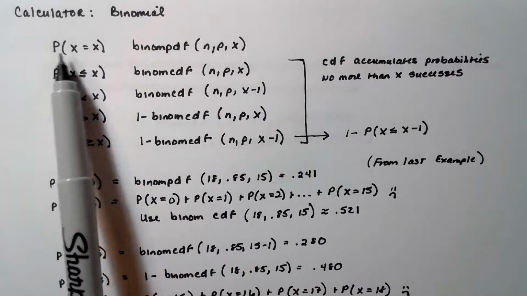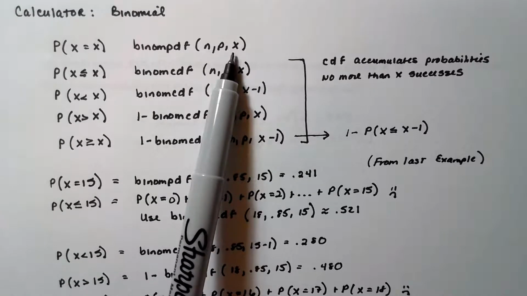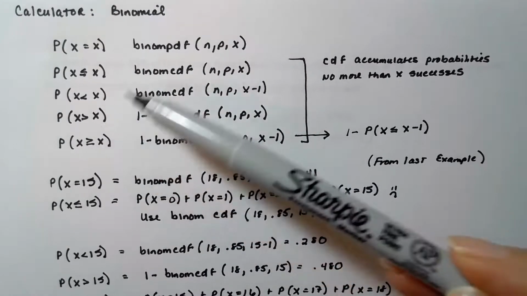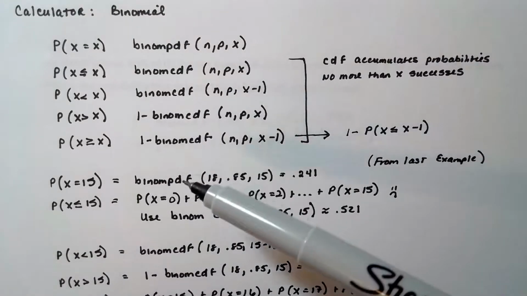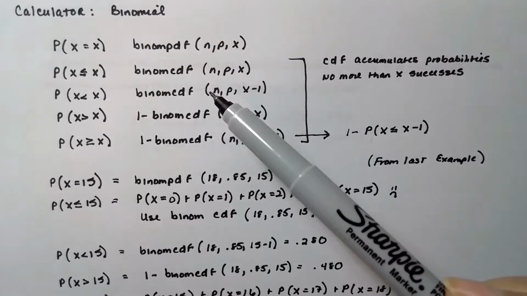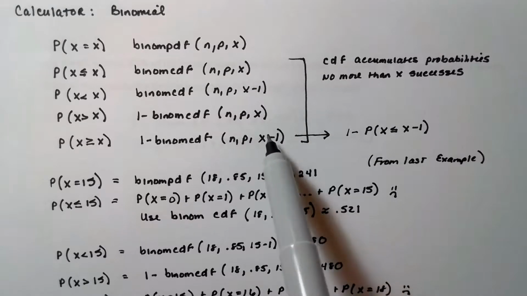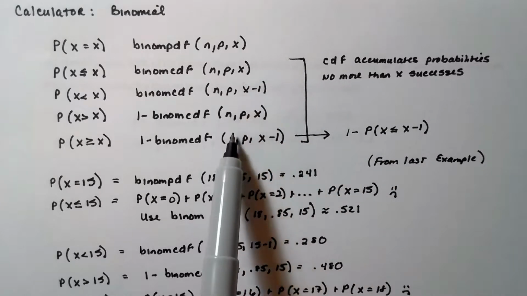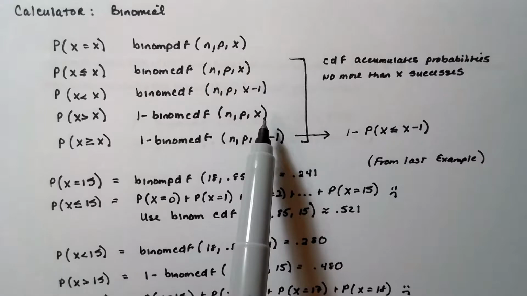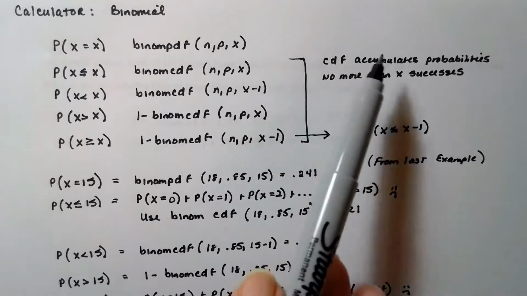So when we're asking for exactly, we're using Binomial PDF, right? For the rest of them, if it's at least, at most, less than, greater than, we're going to use the Binomial CDF, because what this function does is it accumulates the probabilities. It sums them up. And I'll show you a hand example in a second. So the CDFs are going to accumulate those probabilities. You want to think of this when you have no more than X successes, or at least X successes, or something to that nature.